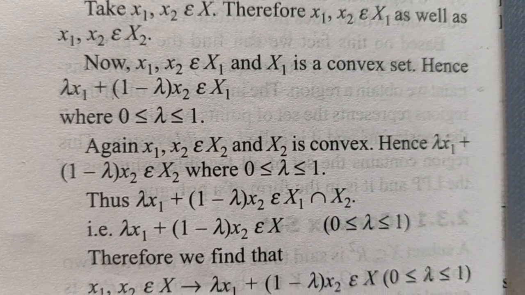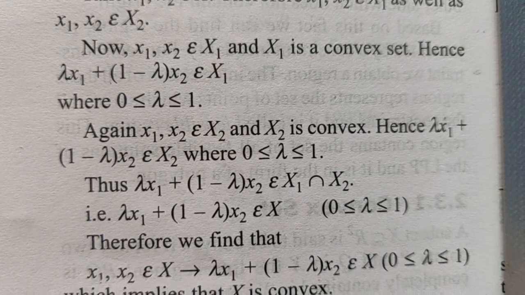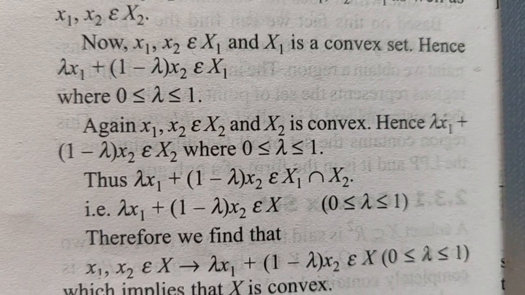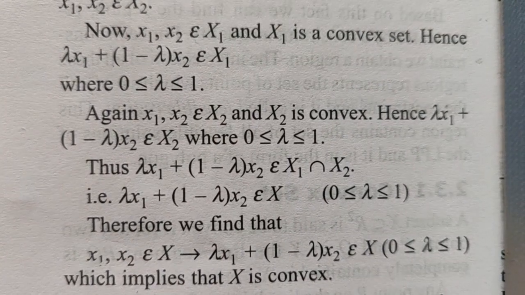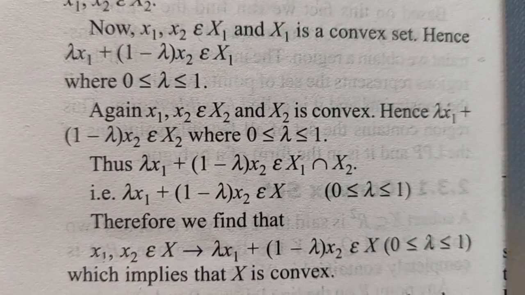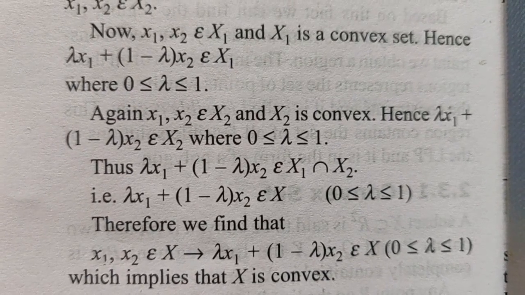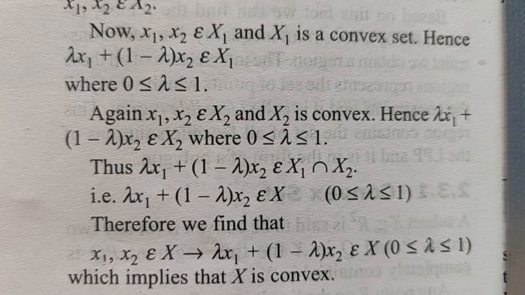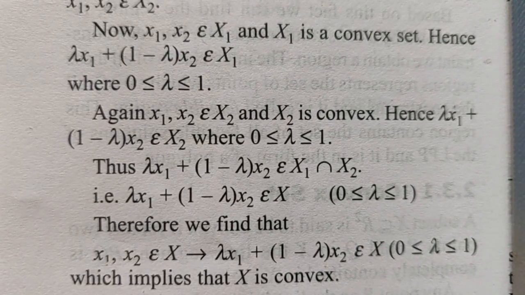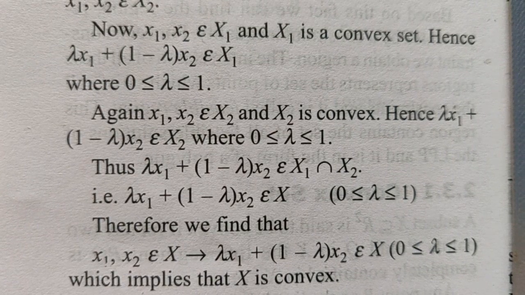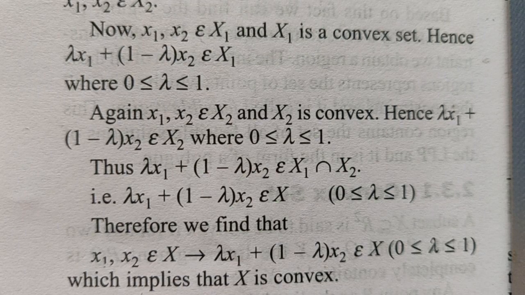So I started with x1 and x2 elements of X, and now I have proved that lambda x1 plus 1 minus lambda x2 belongs to X. That is exactly what we wanted to prove, that the set X is convex by definition. This is one of the important results which will be used to find the solution of an LPP in the graphical method.